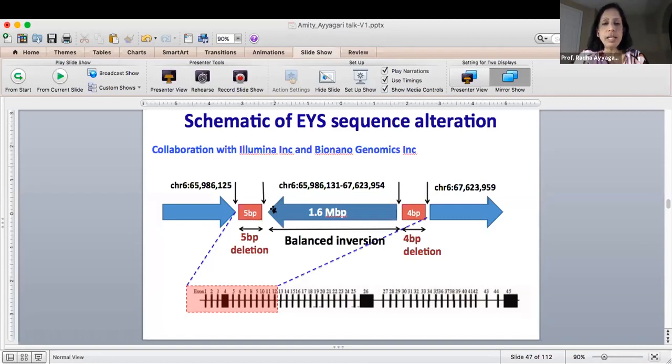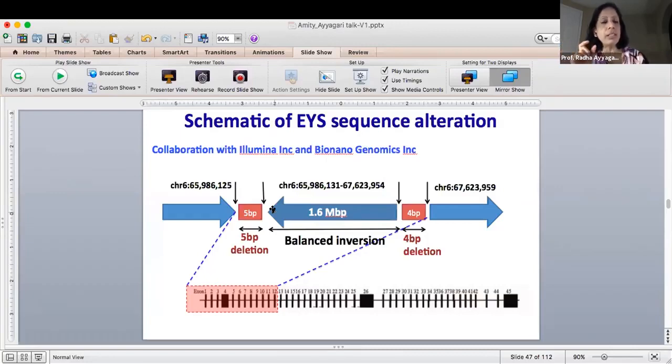What that showed us is that these two deletions are there, but at the same time, there is a large balanced inversion. When you are doing whole genome sequence analysis, mapping the reads to the reference genome, it only sees whether a sequence is present or not. If the sequence is present, it will show that the sequence is present.